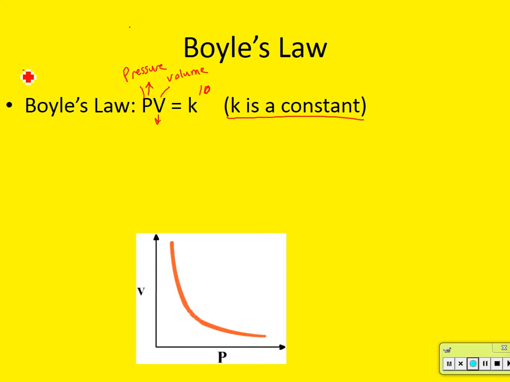They're inversely related. In other words, you could say it also like this: volume of the gas is equal to 1 over the pressure.